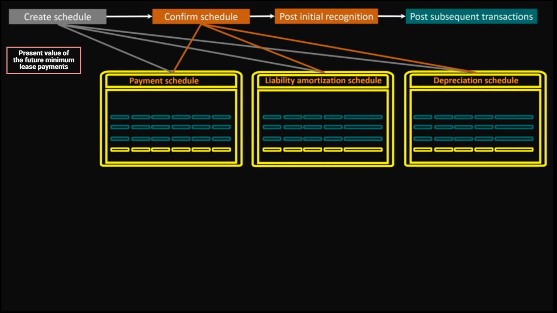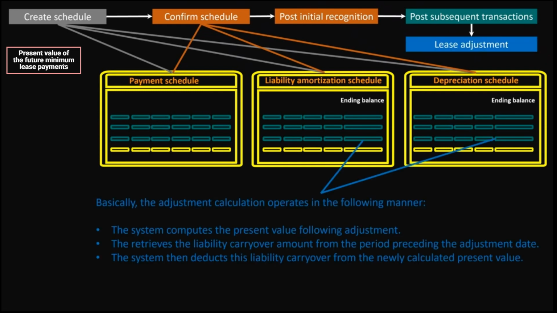Assuming a lease is adjusted, the adjustment calculation proceeds as follows. The system calculates the present value after adjustment. The system retrieves the liability carryover amount from the period preceding the adjustment date. This carryover amount is subtracted from the newly calculated present value by the system.